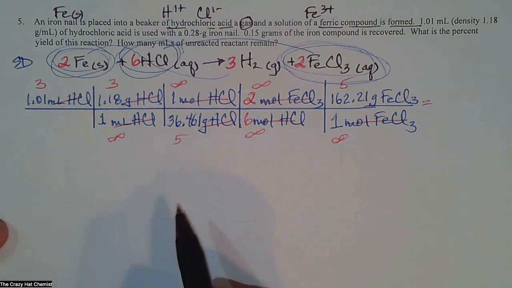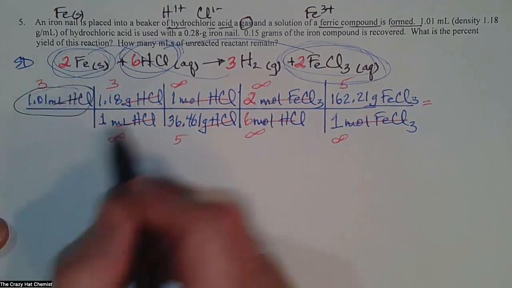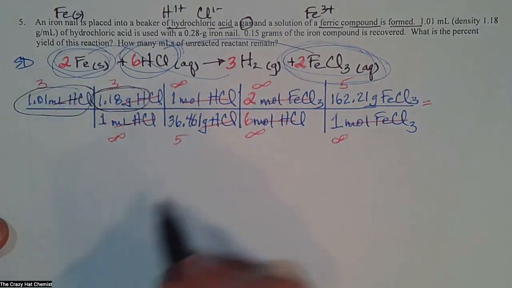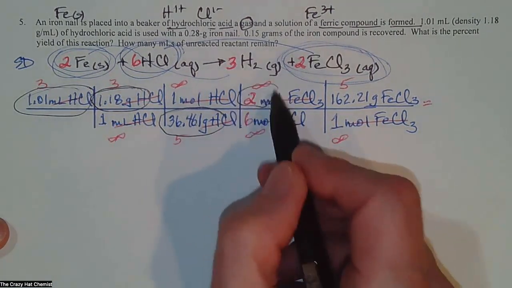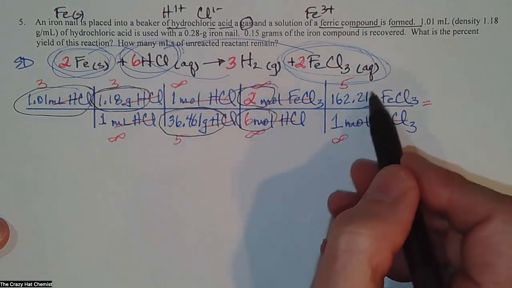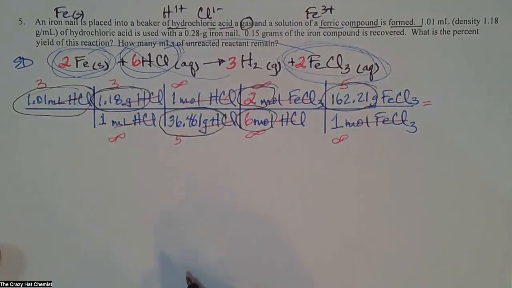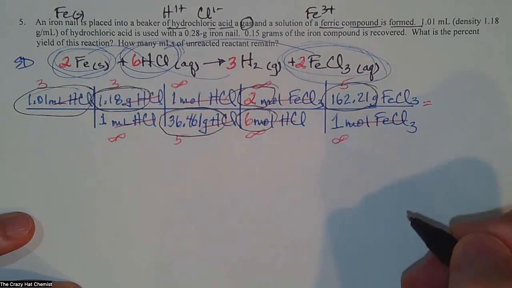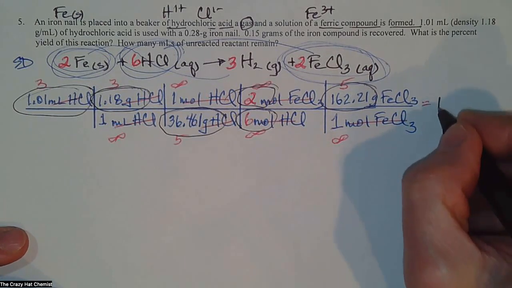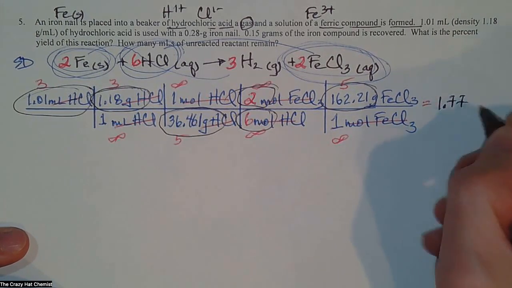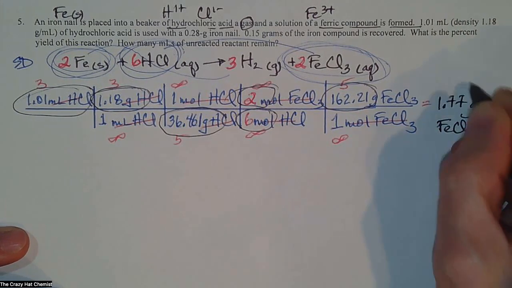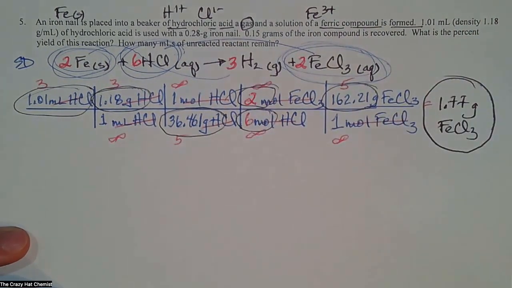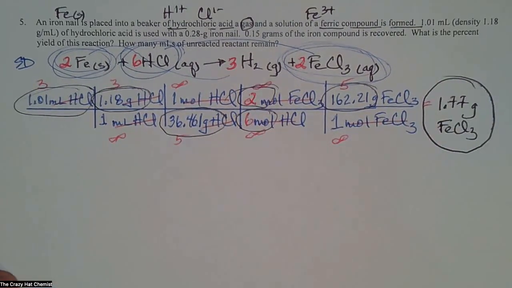I'm going to plug this into my calculator. That's going to be 1.01 times 1.18 divided by 36.461 times 2 divided by 6 times 162.21. And I'm going to get the numeric value of 1.77, and the units are grams. The formula is FeCl3. I'm going to circle that. All right, fantastic. I've got one of them.